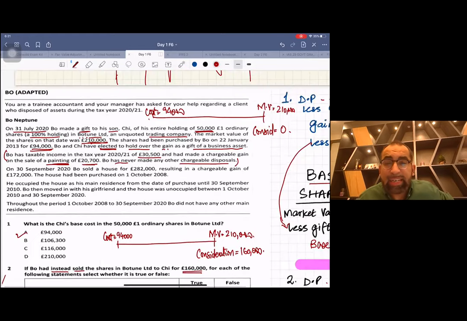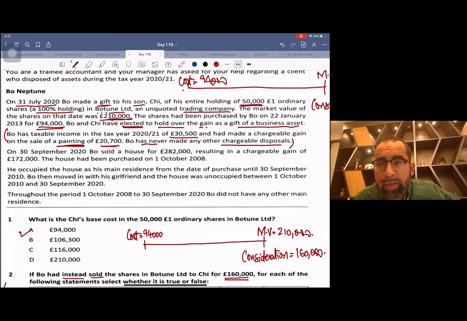Now, the last part is linked to PPR, principal private residence relief. On 30th September 2020, Bo sold the house for 282, resulting in a chargeable gain of 172. Thank God they have given you a ready-made chargeable gain. Now read the story. The house was bought on 1st October 2008 and sold on 30th September 2020.